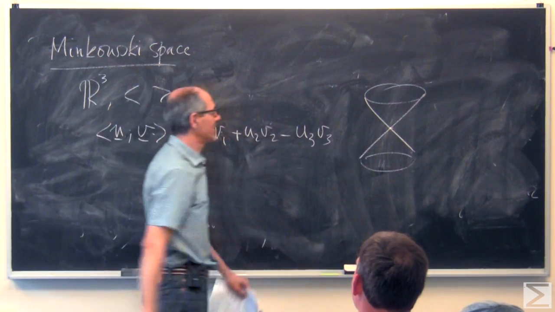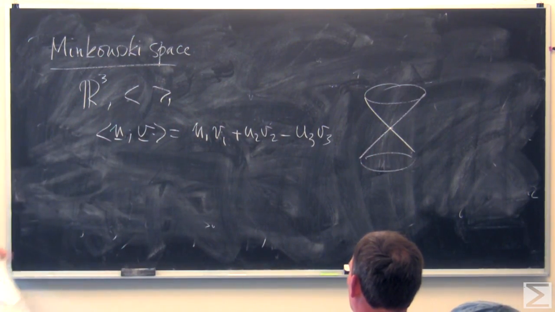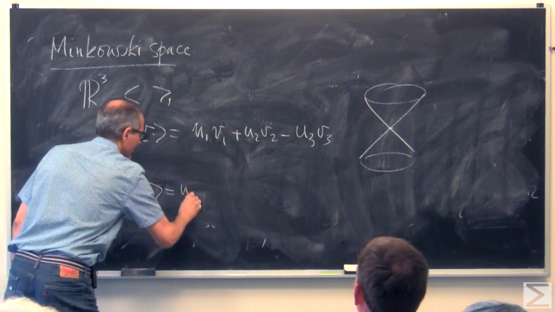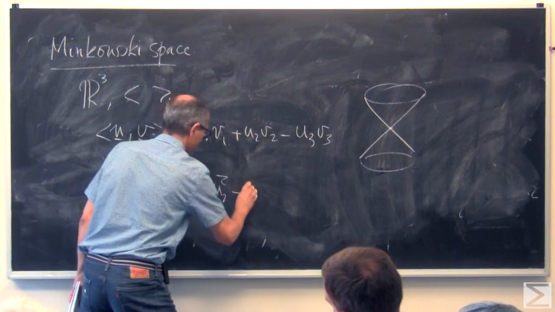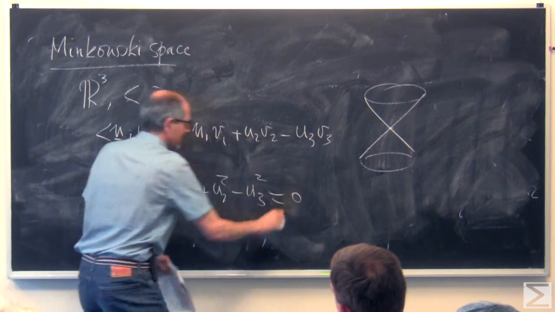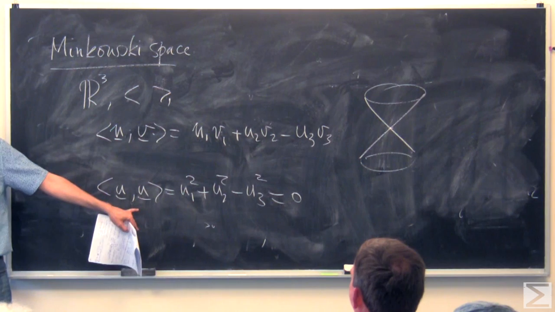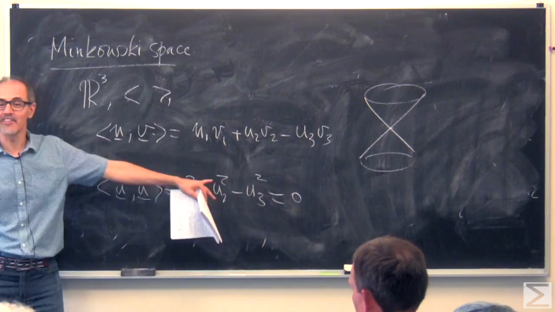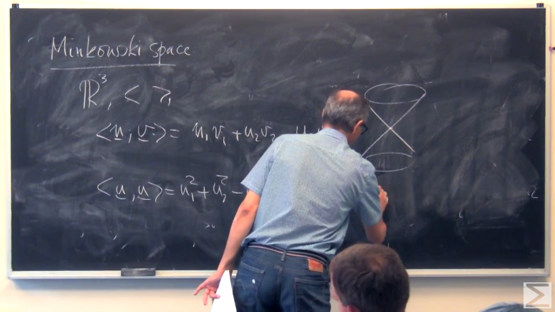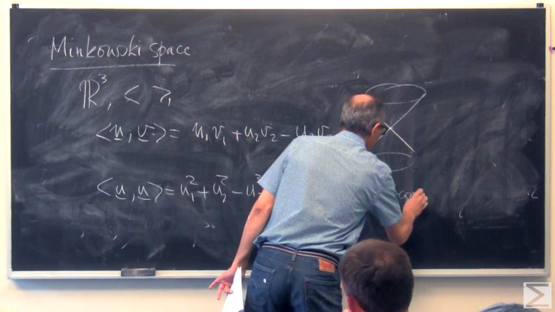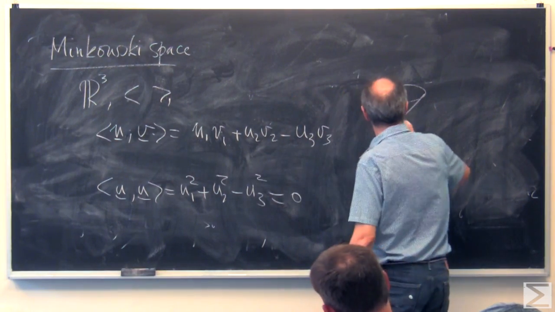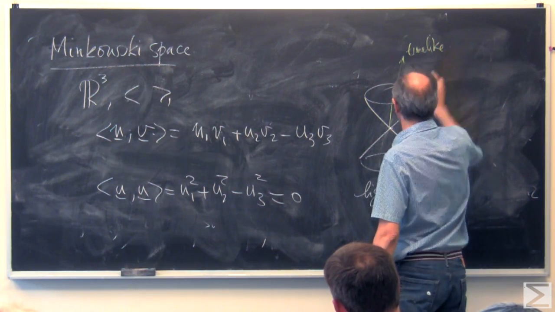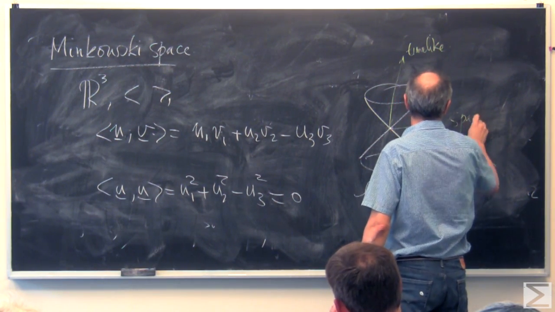So this cone here, if you take any vector in this cone, you get a non-zero vector with a zero length. You can get a vector on this, any vector here. This is the light cone. And any vector inside here will be time-like. It will have negative length. And here, it will be space-like.